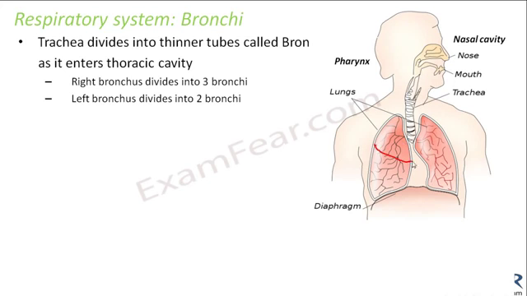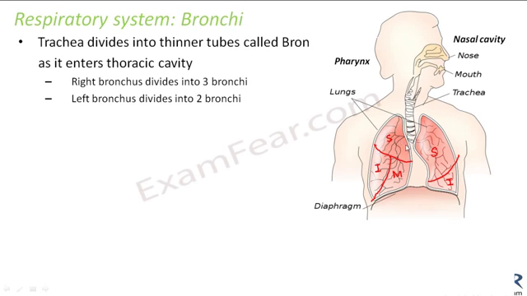Let me divide the lung into the different lobes. This is the superior lobe, this is the inferior lobe, this is the middle lobe. And here we have the superior lobe and the inferior lobe. Now once the trachea enters the thoracic cavity, what happens? It has to enter into the lungs now.